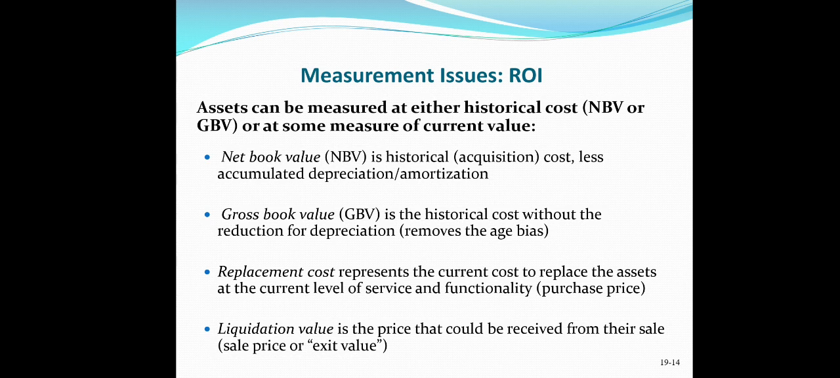Measurement issues of ROI: assets can be measured at either historical cost, net book value, gross book value, or some measure of current value. Net book value is historical cost less accumulated depreciation or amortization. Gross book value is the historical cost without the reduction for depreciation. Replacement cost represents the current cost to replace the asset at the current level of service and functionality. That's the purchase price. Liquidation value is the price that could be received from the sale of the asset, sales price or exit value.